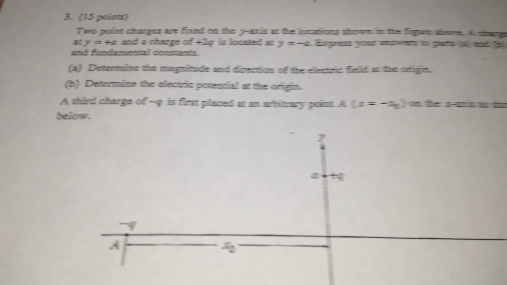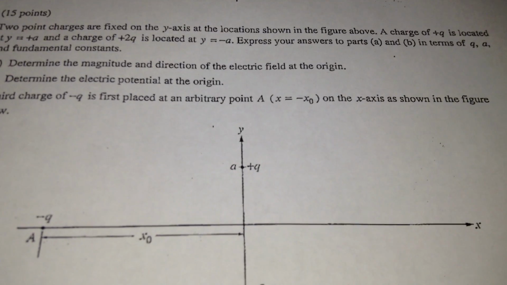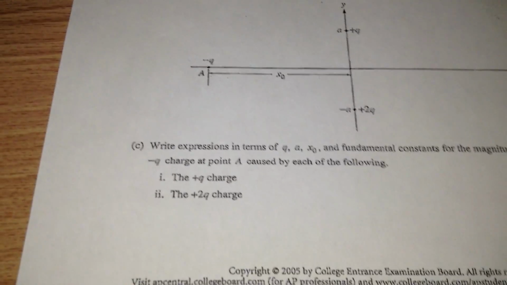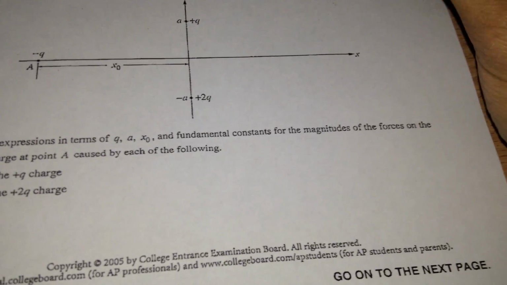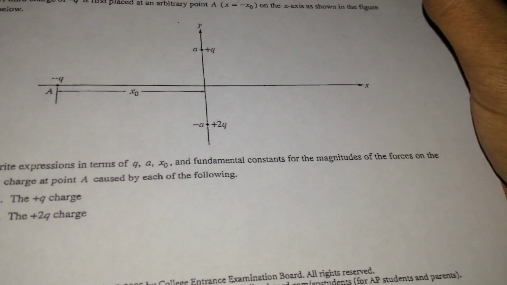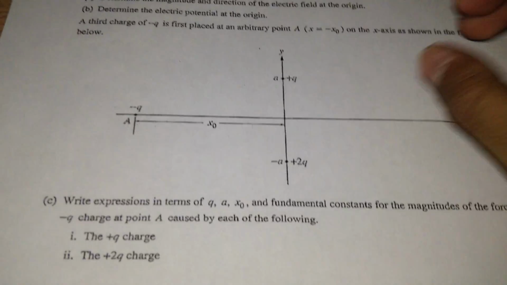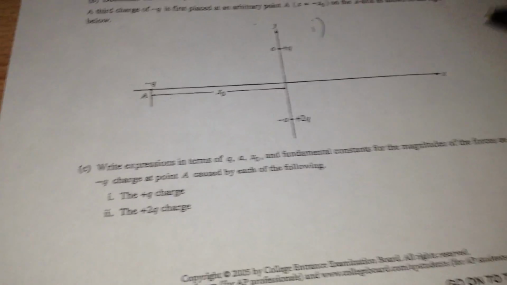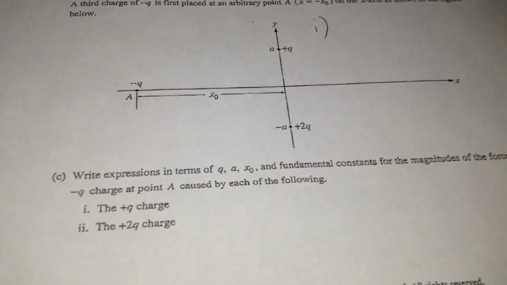Next it says a third charge of negative q is first placed at an arbitrary point A, x equals negative x sub 0, on the x-axis as shown in the figure below. This is our figure. There's negative q. So part C, write expressions in terms of q, a, x sub 0, and fundamental constants for the magnitudes of the forces on the negative q charge at point A caused by each of the following. Part 1 is asking us to find what happens when we use the positive q charge.